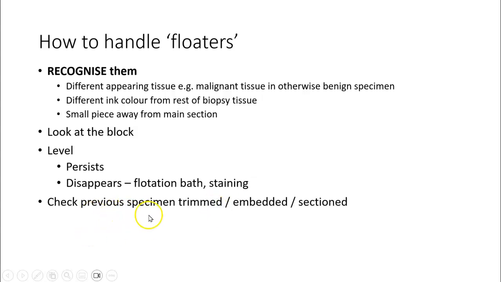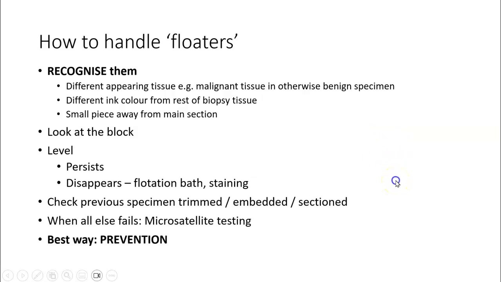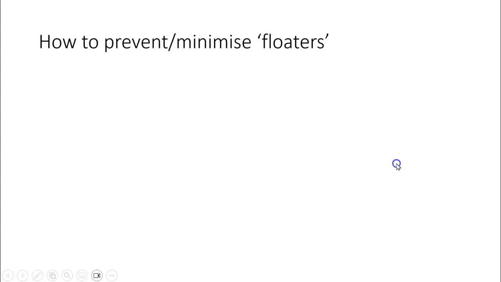If it is in the block, you may want to check the previous specimen that has been trimmed or embedded or sectioned. So this takes quite a bit of effort, whether it is on the same trimming station or embedding station, just to be sure that you really are dealing with a floater. If you can match it to the original donor specimen, that is a good thing to do. And when all else fails, you can actually perform microsatellite testing, and you can see that the tissue pieces are from different patients. Now, the best way is really prevention.